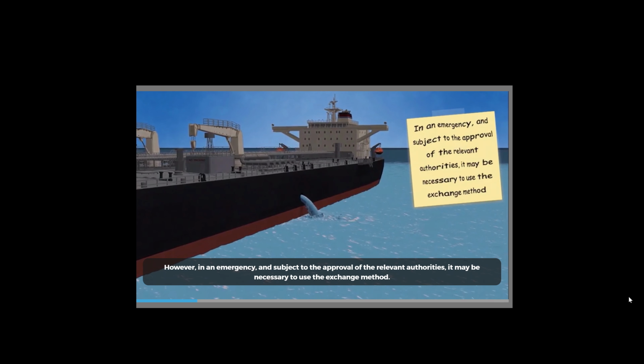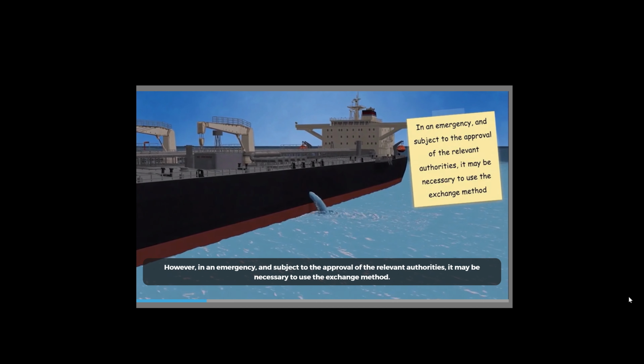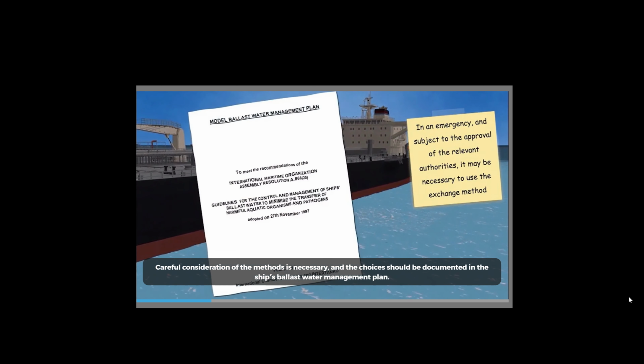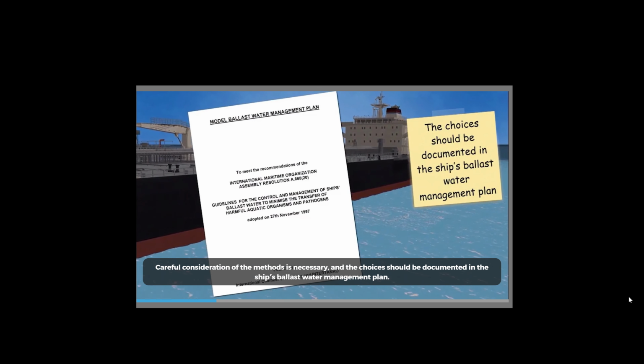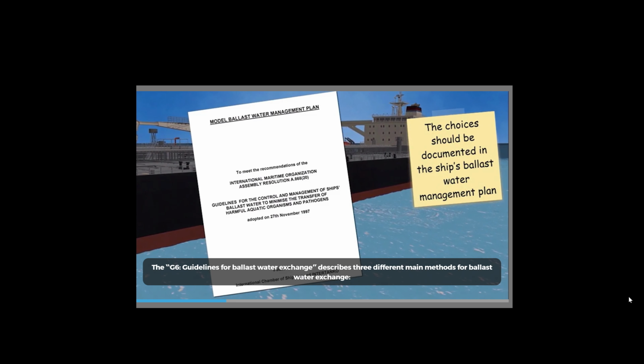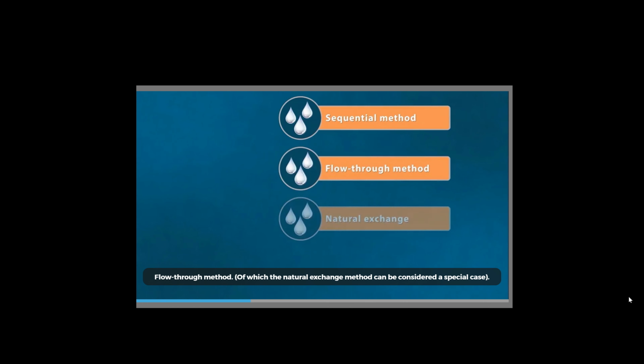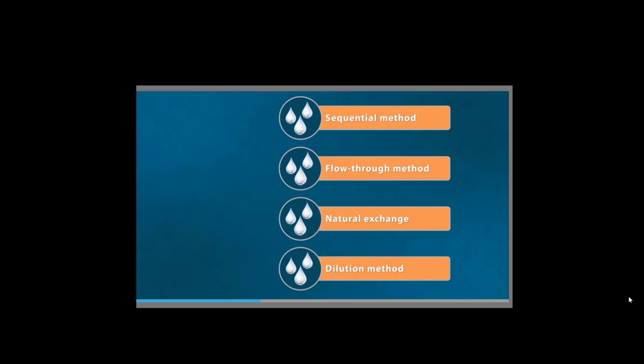However, in an emergency and subject to the approval of the relevant authorities, it may be necessary to use the exchange method. Careful consideration of the methods is necessary, and the choices should be documented in the ship's ballast water management plan. The G6 Guidelines for Ballast Water Exchange describes 3 different main methods for ballast water exchange: sequential method, flow-through method, of which the natural exchange method can be considered a special case, and dilution method. Each method has advantages and disadvantages.